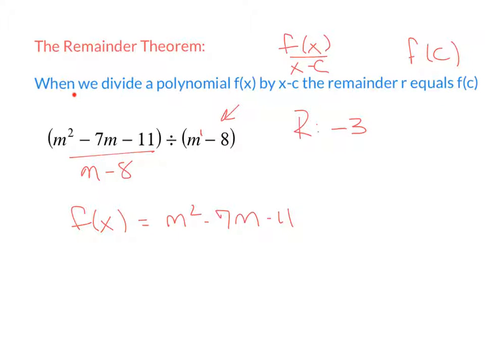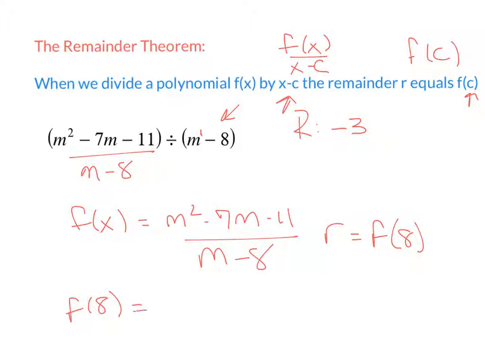It says when we divide a polynomial f of x by x minus c, so in this case, we're dividing by m minus 8, your remainder will equal f of the opposite. If you notice this is x minus c, this is positive c. So it's the opposite sign. So it'll equal f of 8. So if you find f of 8, you will find the remainder as well.